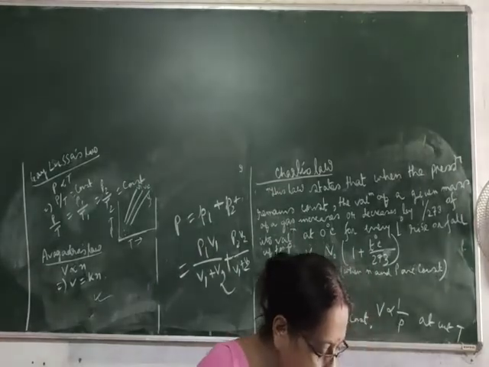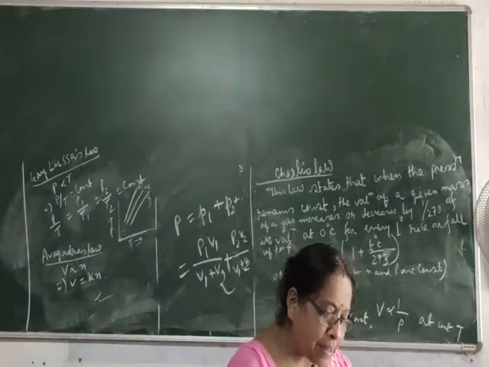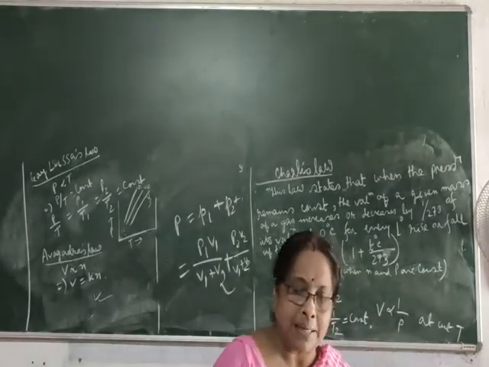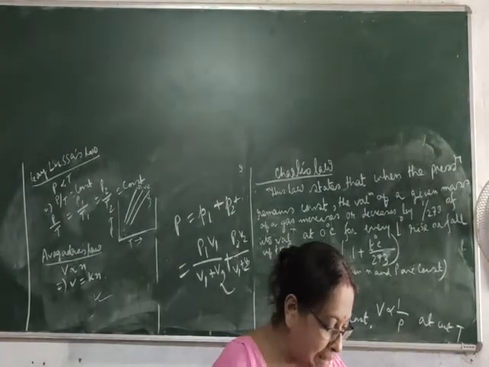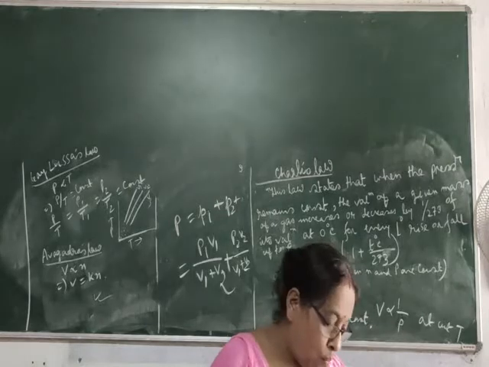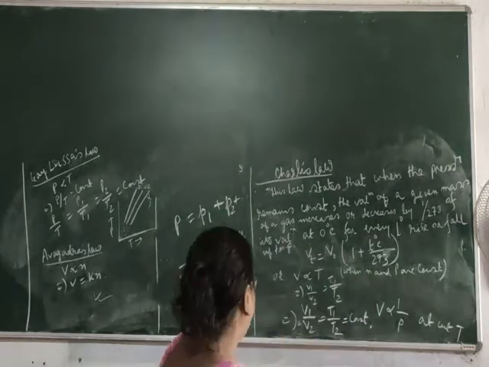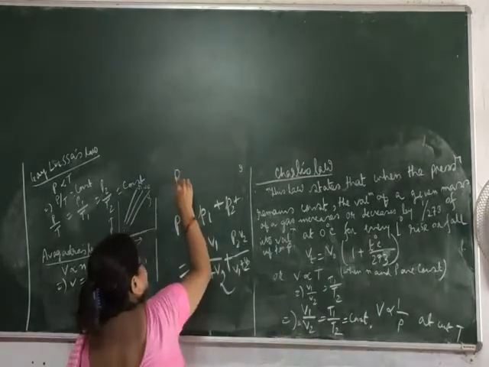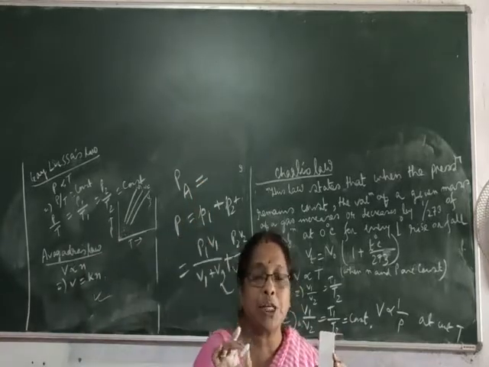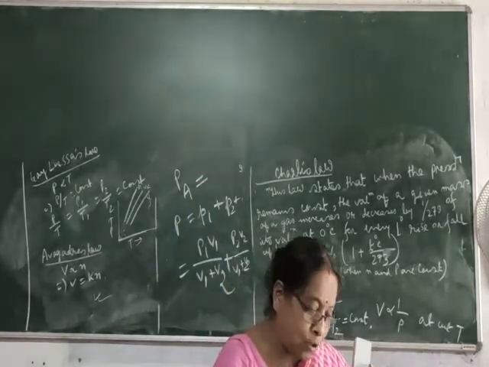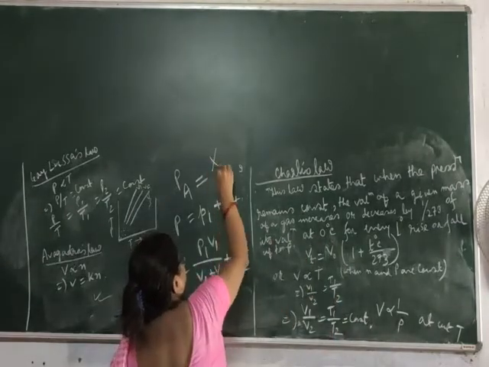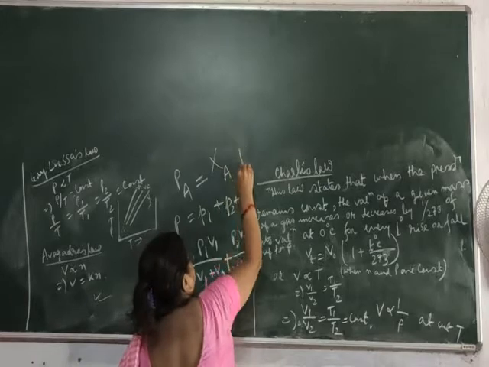Again, the partial pressure of any constituent of a mixture of gases can be obtained by multiplying the total pressure of the gas mixture by the mole fraction. If the component is A, that is the partial pressure of the individual gas A, then PA is equal to mole fraction of A into total pressure.